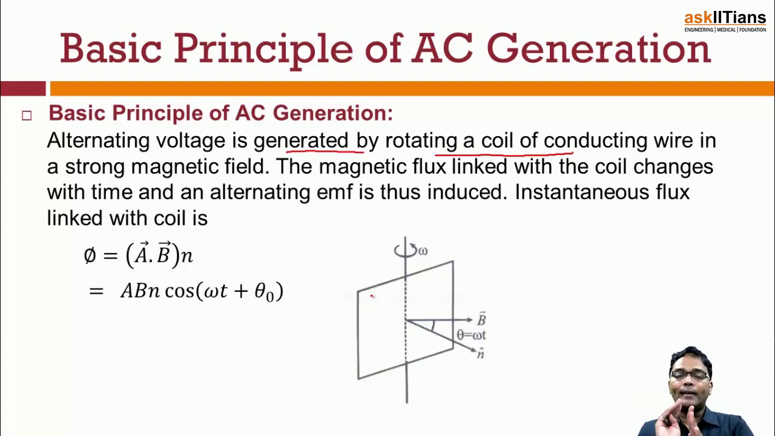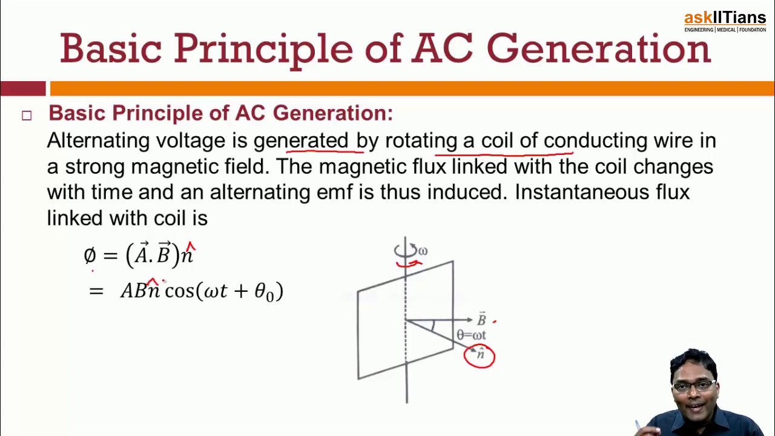Once you're rotating it, obviously the flux is changing. So how exactly is the flux changing? As you're rotating it like this, the flux is going to depend upon the angle subtended by the area vector, that is this normal, with the magnetic field. So phi is going to be equal to the area vector A dotted with the magnetic field B, which is B times the normal unit vector n times cos omega t.